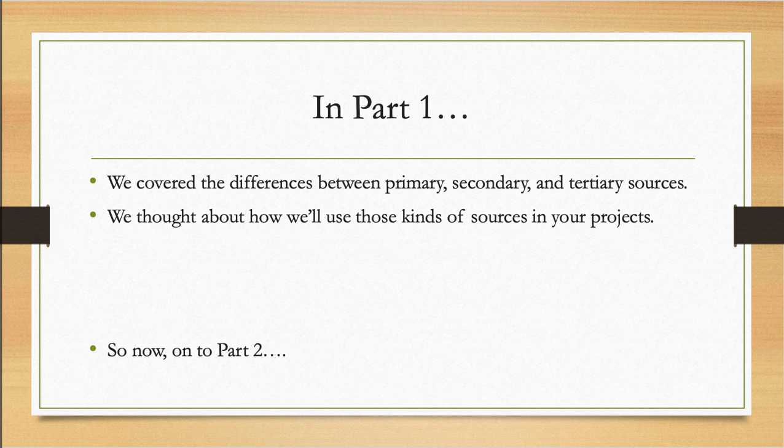So in part 1 of this presentation, we covered the differences in primary, secondary, and tertiary sources. We're going to build on that information here. So if you need a refresher, go back to part 1 before continuing on. Part 2 of this presentation is going to go deeper into secondary sources. We're going to talk about journalism sources, and then in the final installment, we'll discuss scholarly sources.